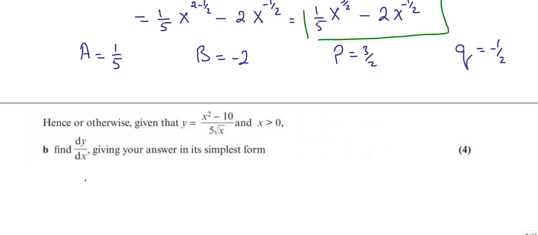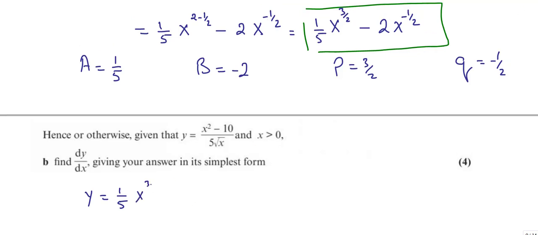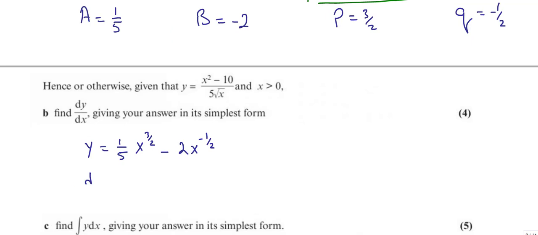So I'm going to say, okay, y equals 1 over 5 x to the 3 over 2 minus 2 x to the minus half. I'm going to use this one. So let's differentiate. So this is dy by dx. When you differentiate y, you get dy by dx. Please pay attention to this: if you differentiate y, you can get y prime or dy by dx or f prime. They are all the same.